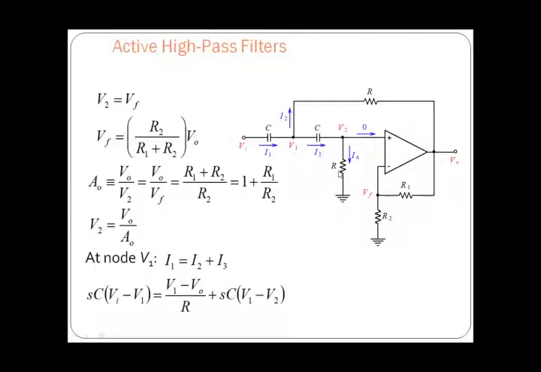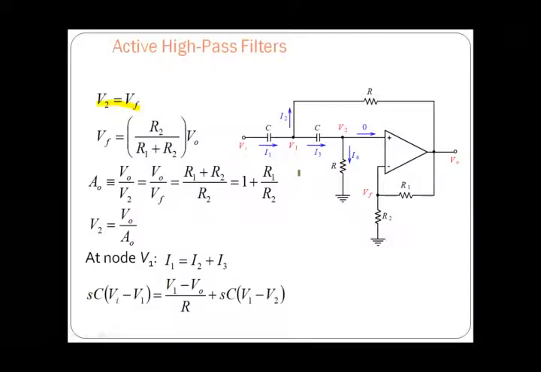So now we are going to analyze the response and find the transfer function of this circuit. According to the virtual ground concept, as we are considering an ideal op amp, the voltages at the inverting terminal as well as the non-inverting terminal are equal. That is nothing but the voltage at this node is equal to the voltage at this node. So that is what we have written here, that is V2 is equal to Vf.